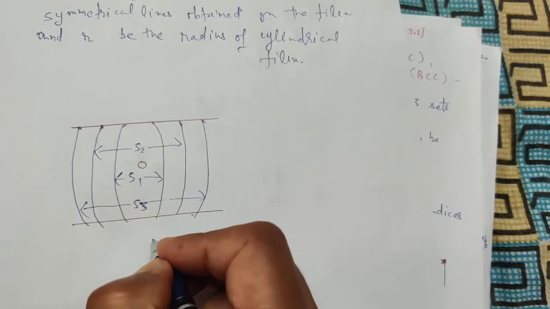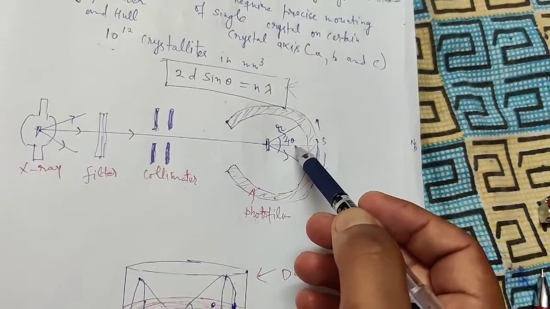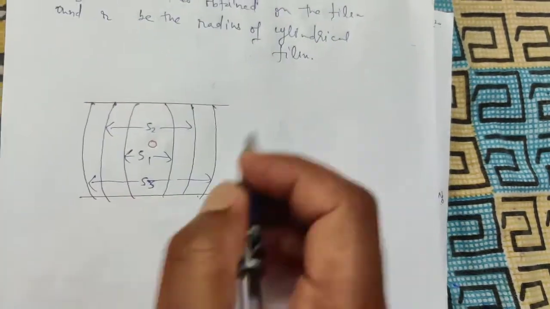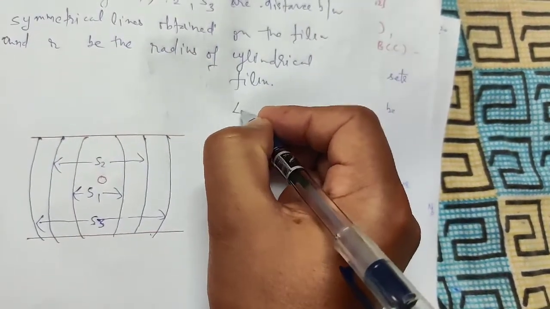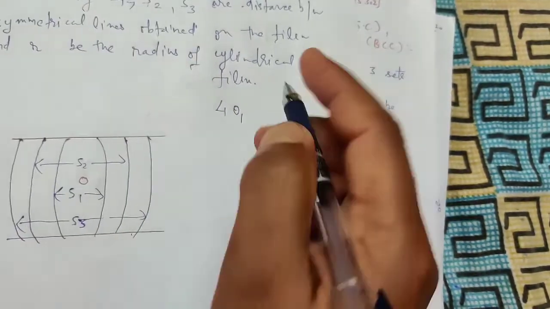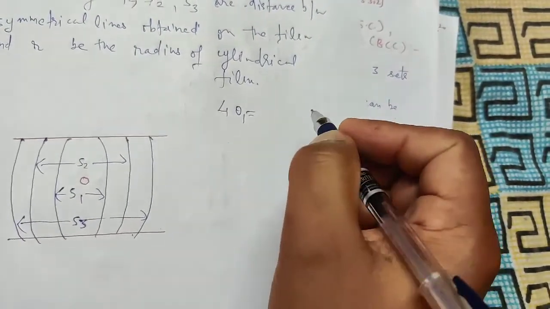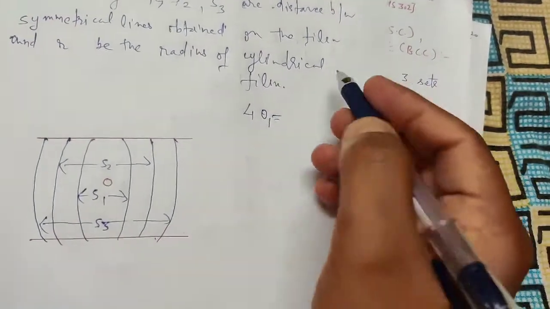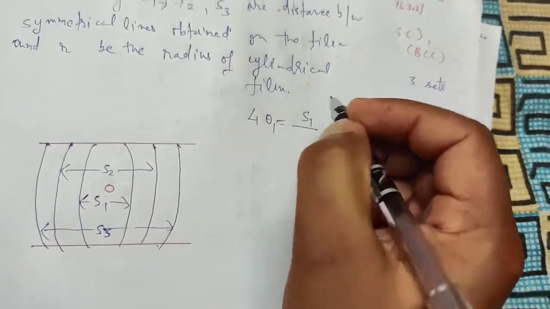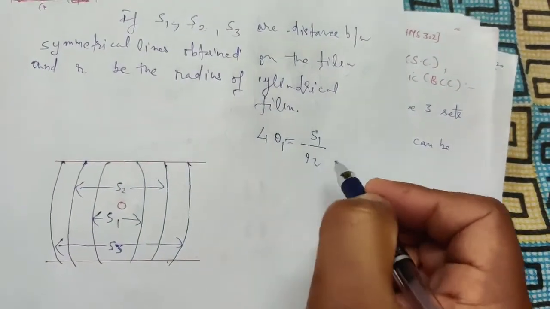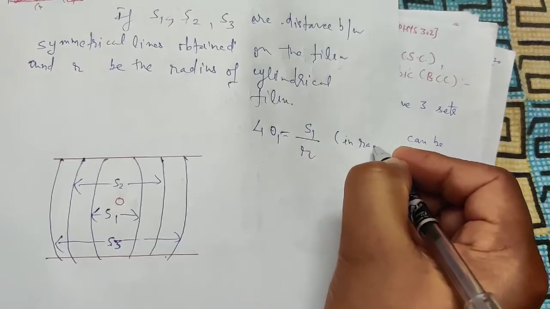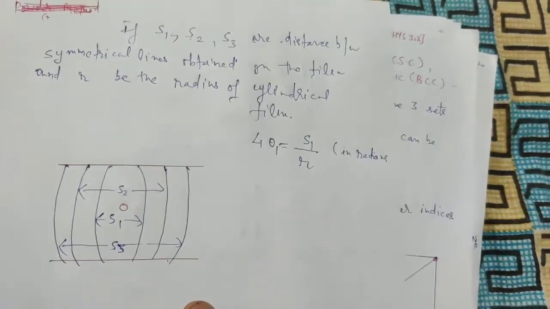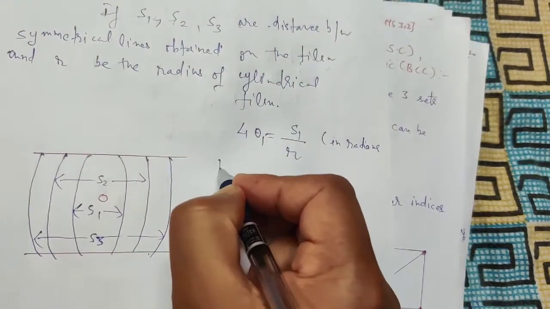What will be the theta? Since we have calculated this as a solid angle, how do we calculate the angle? We know that the angle is arc upon radius. Suppose 4 theta 1, the arc is like this, so this is s1 and the radius is r. This is in radians.